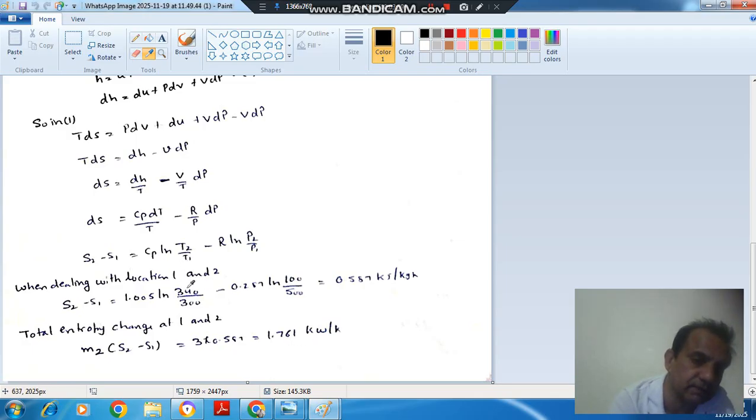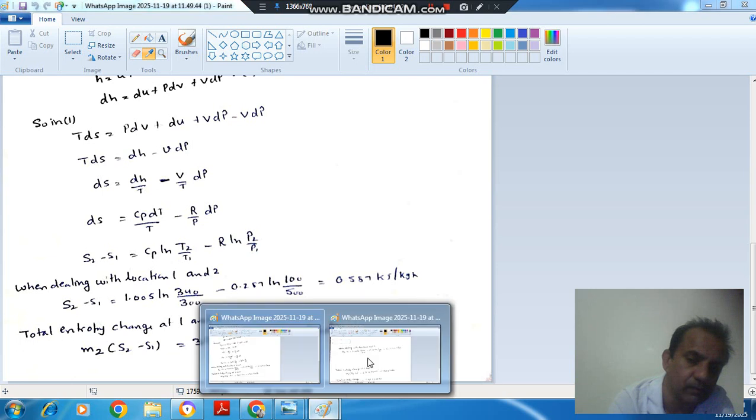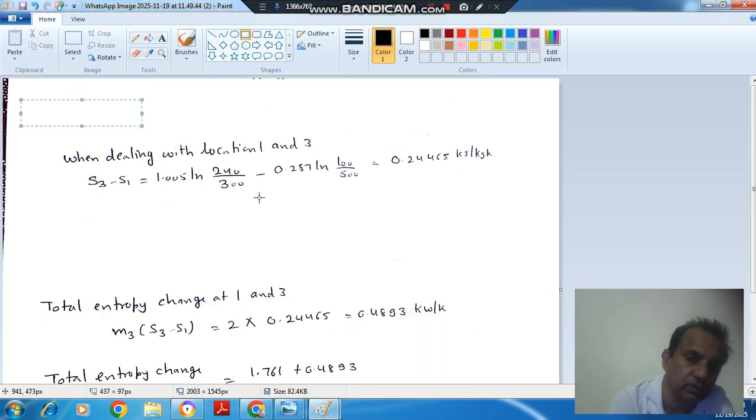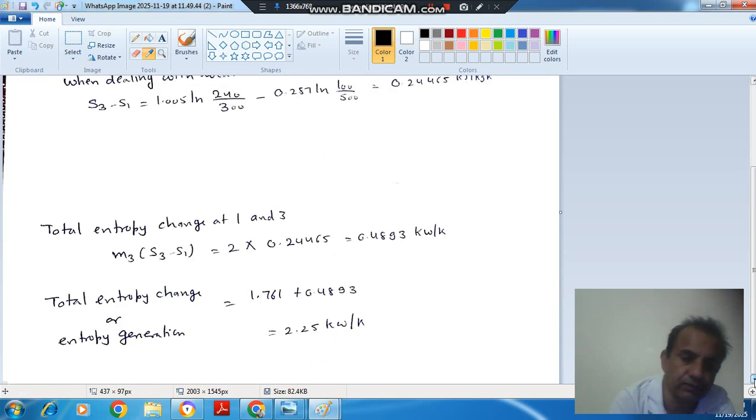Now we can also apply this relationship to location 1 and 3. Because at 3 the temperature is given and at 1 the temperature and pressure are known, we can put these values, so it will come out as 0.24465 kilojoule per kilogram per Kelvin. And now the mass flowing from 1 to 3 is also given, that is 2 kg per second. So we multiply it with the mass, then we can find out the entropy change from location 1 to 3.